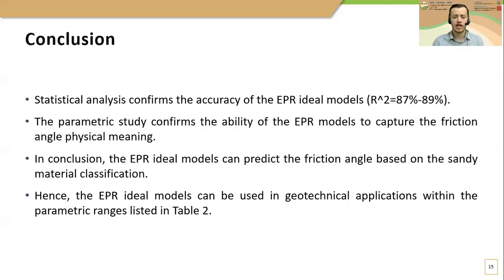In conclusion, statistical analysis confirms the accuracy of the EPR models. The coefficient of determination ranges between 87% and 89%. The parametric study confirms the ability of the EPR models to capture the friction angle physical meaning. In conclusion, the EPR model can predict the friction angle based on the sandy material classifications. Therefore, the EPR models can be used in geotechnical applications within the parametric ranges listed in Table 2.